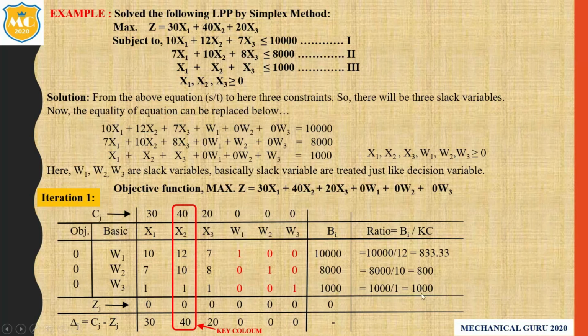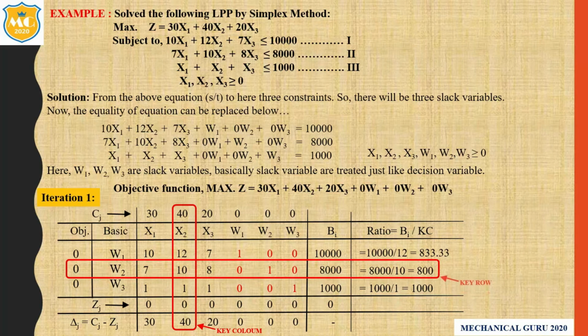Now in the ratio we have to find the minimum positive number. Here we can easily find the minimum positive number is 800. So this is our key row. Now the key row and the key column intersect at one point, that is the key element or pivot value. This is our key element, and it is represented by a simple circle.